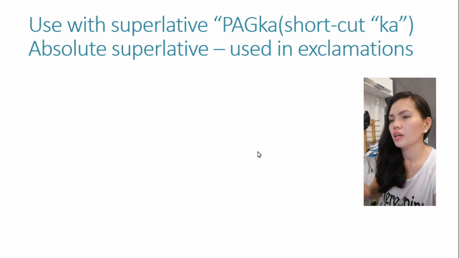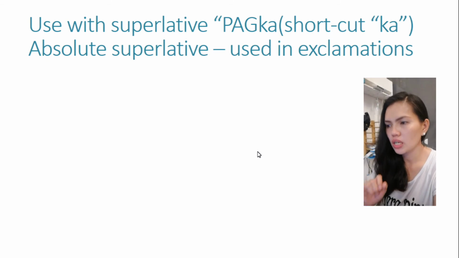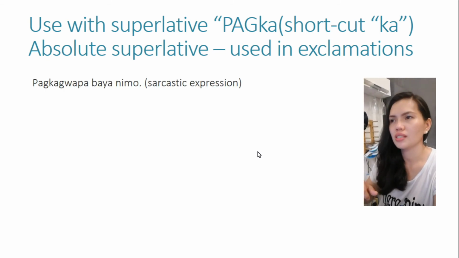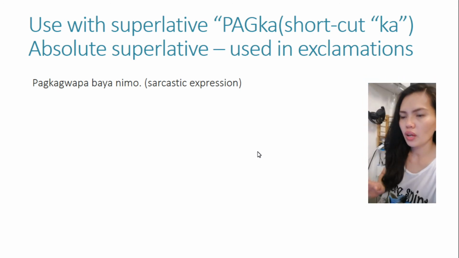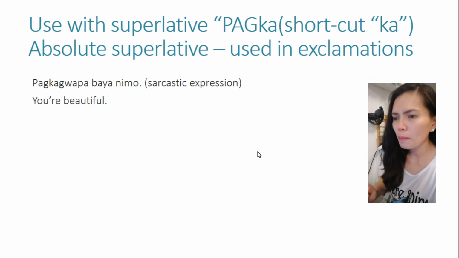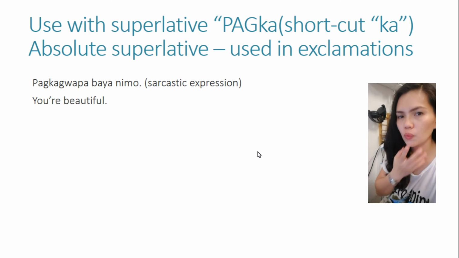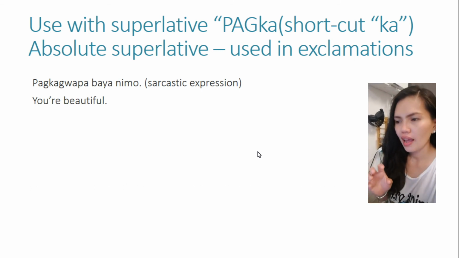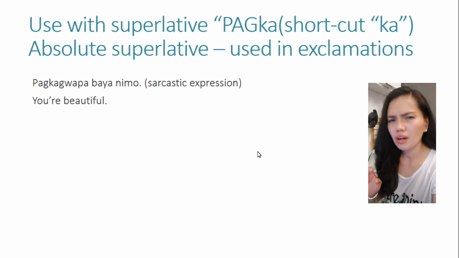Next, use with superlative pagka, shortcut ka. Okay, absolute superlative used in exclamation. So these are when you are using the exclamations, expressions. Okay. So we have here, pagkagwapa baya nimo. Okay, it's actually a sarcastic expression. Okay, pagkagwapa baya nimo.